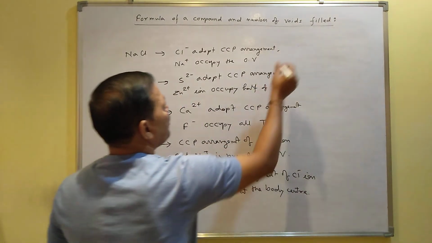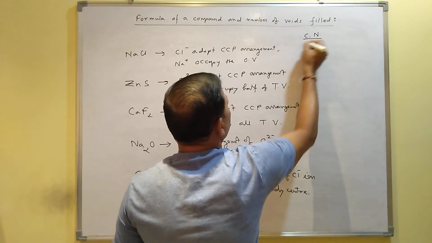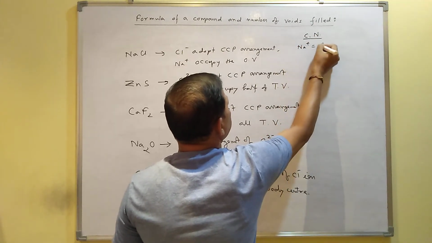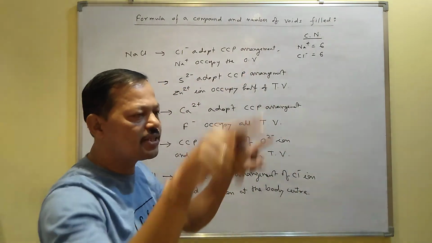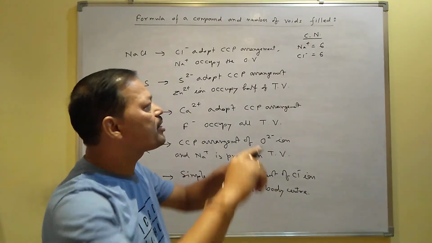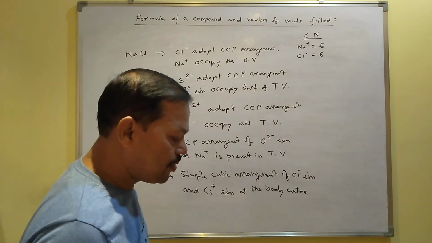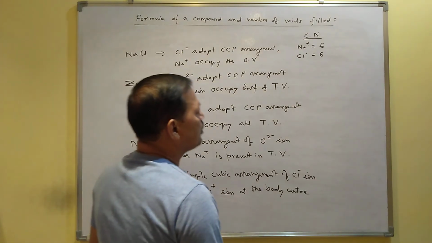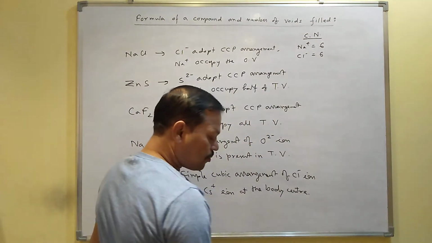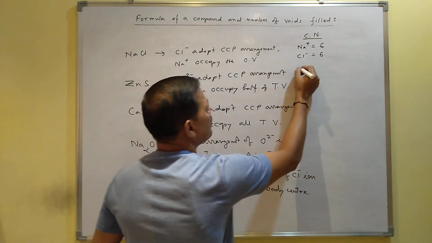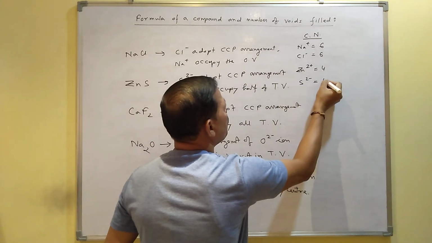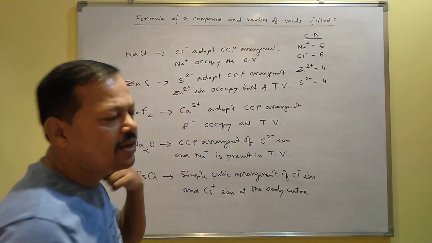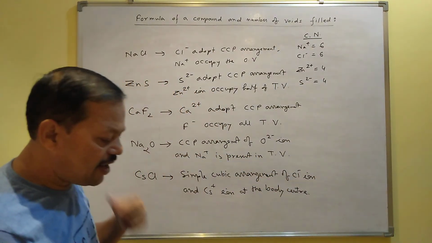In sodium chloride, the coordination number of Na plus ion equals 6, Cl minus is also 6. I mean each sodium ion is touched by 6 chloride ions. Similarly, each chloride ion is touched by 6 sodium ions. These are the coordination numbers. Similarly, for ZnS, the coordination number of zinc ion is 4, sulfide ion is also 4. Here one zinc ion is touched by 4 sulfide ions, like that.